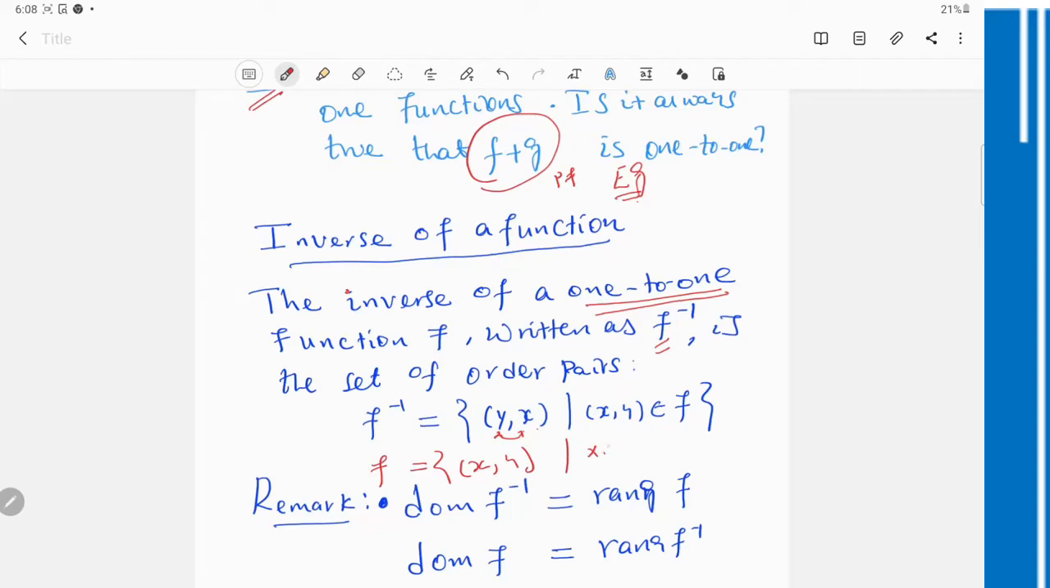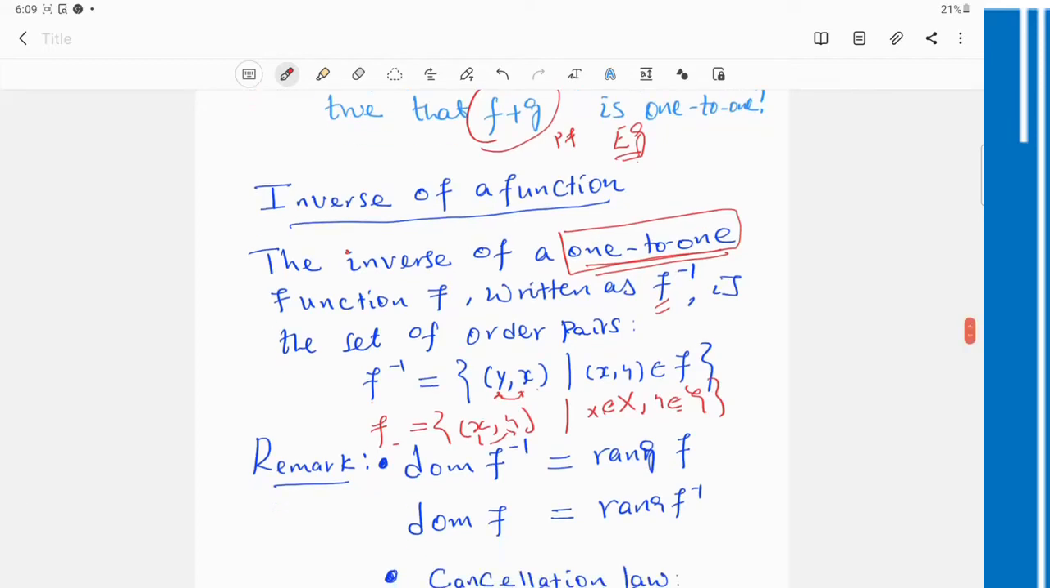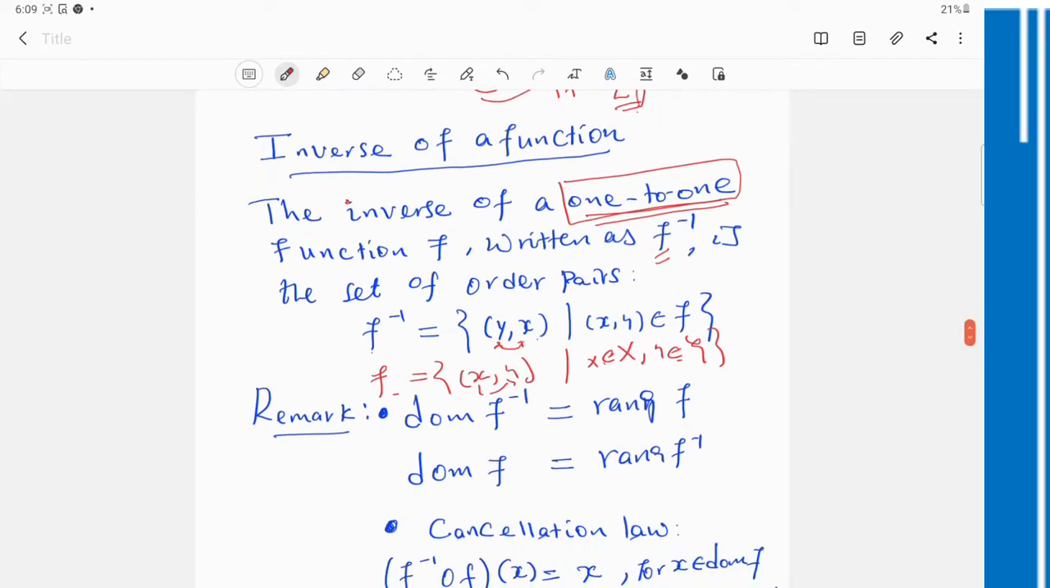Where x is in X and y is in Y. So this is the function definition, and to find the inverse of this function, we just interchange the position of x and y. That's how you get it. But remember always, for a function to have an inverse, it needs to be a one-to-one function, else we can't get the inverse of a function.